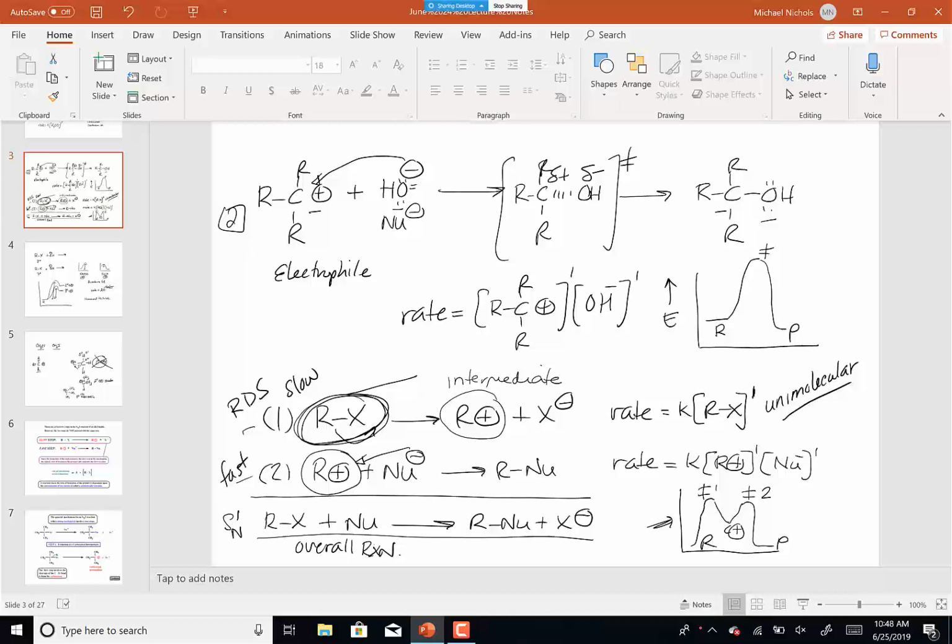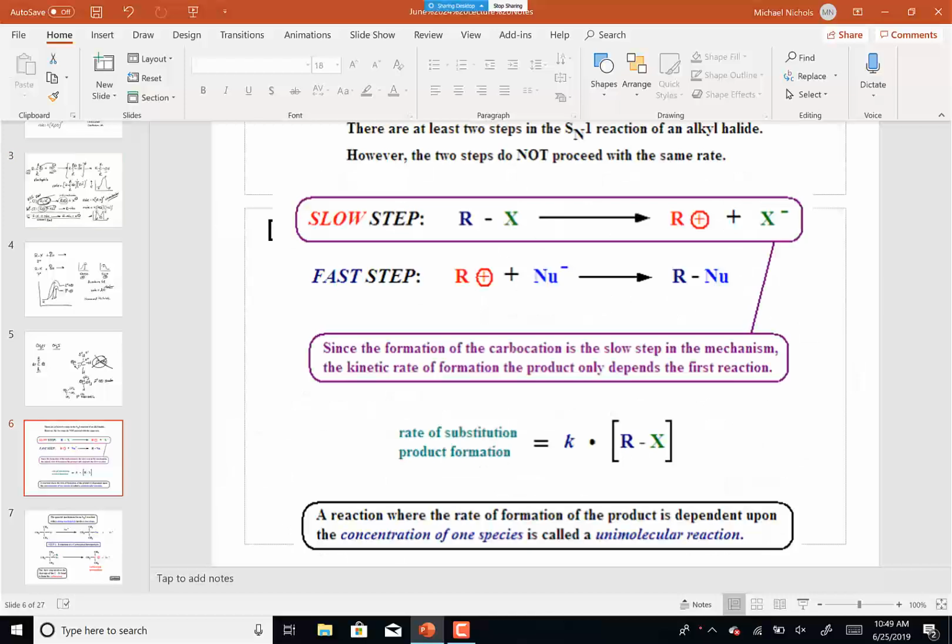But does everybody understand? There are principles involved here, and we're going to use those again. The next time I say, remember Hammond's postulate, that if you form a more stable intermediate the reaction goes faster, you're all going to say yes, you remember that, and I'm going to move on. But that's why. Okay. So, where are we at with SN1?